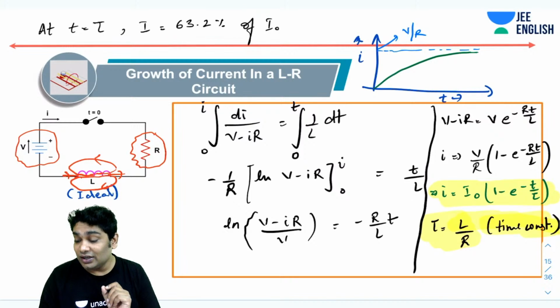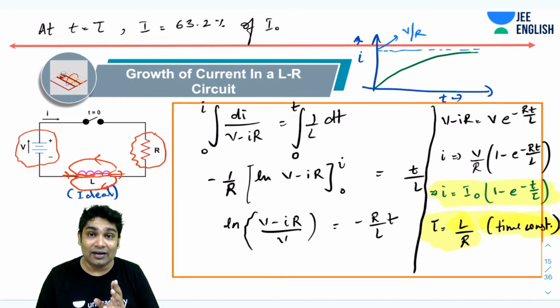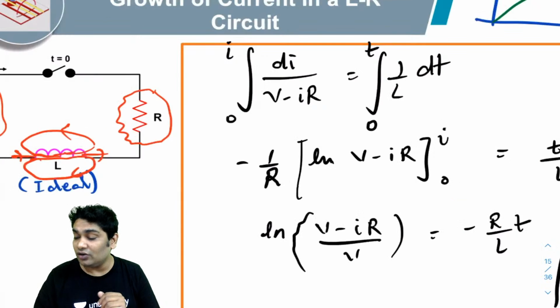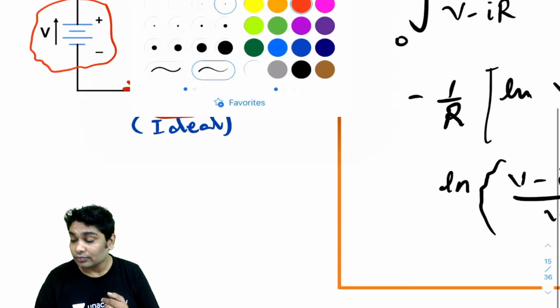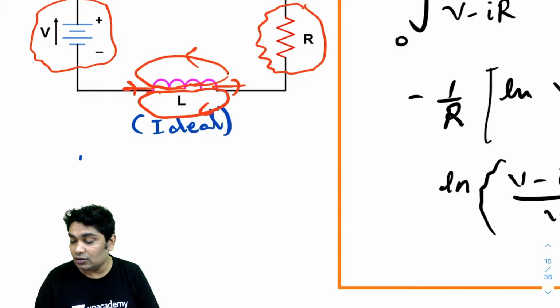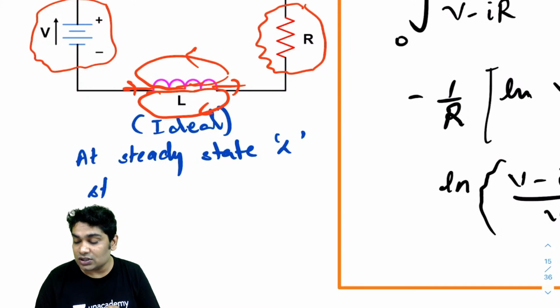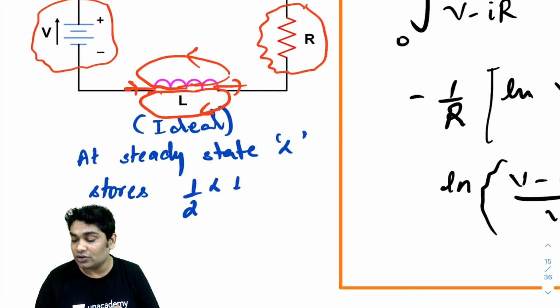So how much energy does this store at the steady state? At steady state, L stores half L I naught square. We've already talked about this in the last class, right? Half L I naught square amount of energy.